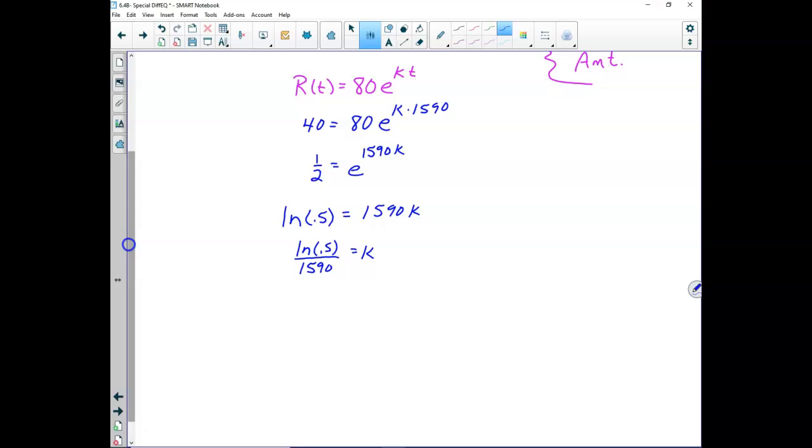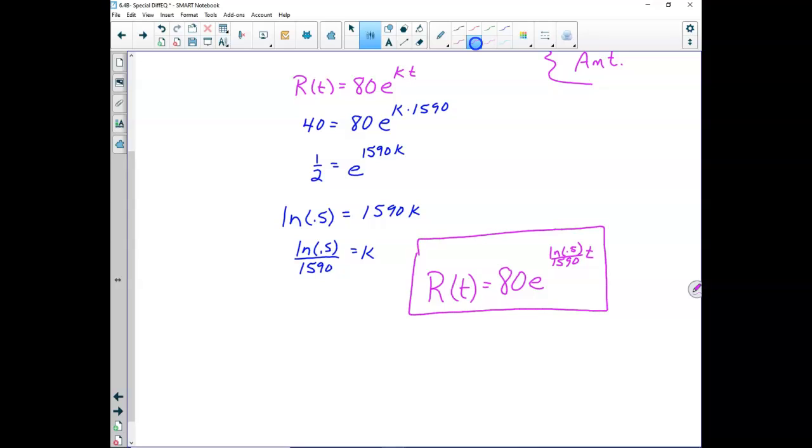Now remember from yesterday I said if we use this function with this k value, we need to use the exact value. And if we are actually writing the particular solution, my particular solution is kind of ugly. My particular solution is actually R of t equals 80 e to the ln of 0.5 divided by 1590 times t. That is my particular solution because at time 0, I will have 80 milligrams, and also at time 1,590, now I'm going to have 40 milligrams.